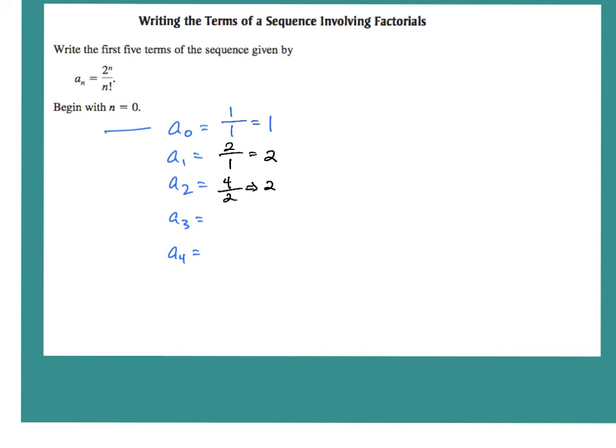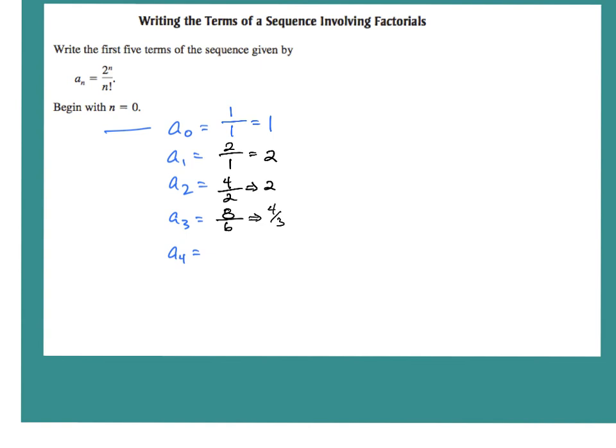And then I substitute in 3. So now I have 2 to the power of 3. 2 to the power of 3 is 8. So now I have 8 over 3 factorial. Well, 3 factorial is really 3 times 2 times 1. So that's what? 6. Now that one can be simplified again. What could that simplify to? 4/3.